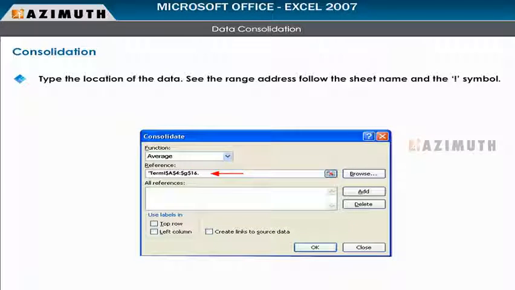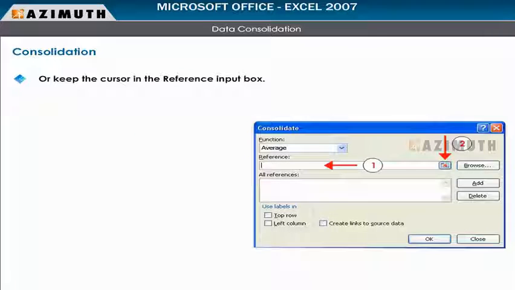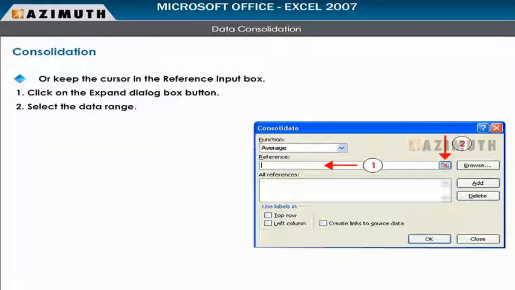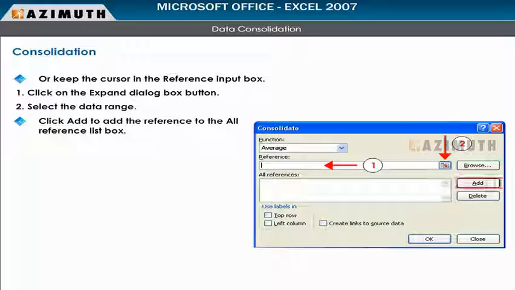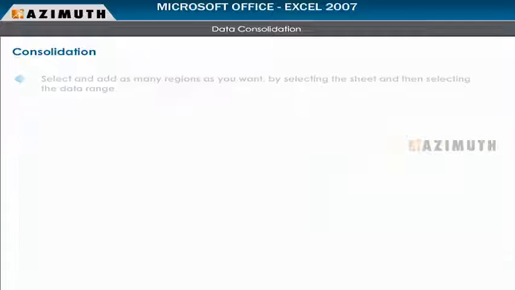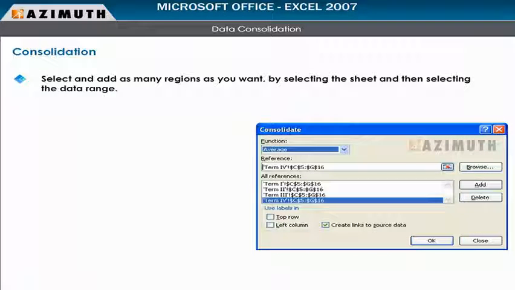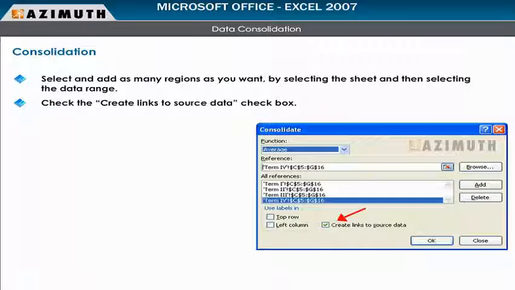Type the range address, followed by the sheet name and the exclamation symbol, or keep the cursor in the Reference input box 1 and click on the Expand Dialog box button 2. Select the data range. Click Add to add the reference to the All References list box. Select and add as many regions as you want by selecting the sheet and then selecting the data range. Check the Create Links to Source Data check box. Click OK.